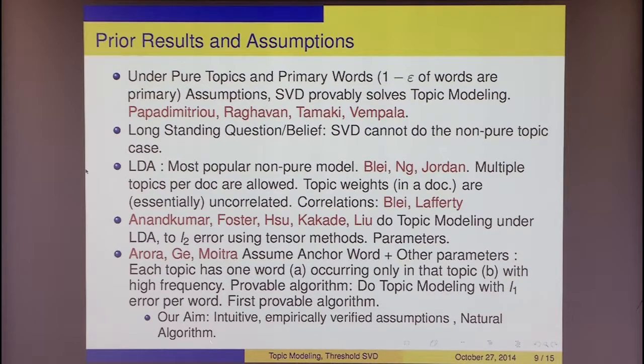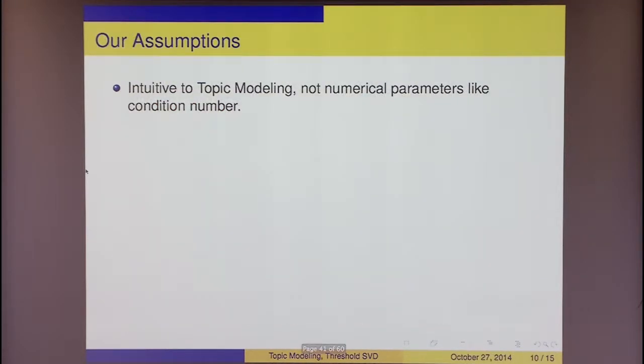Now that leads into our talk. Our aim here, since this is theory to practice, it's not all theory, is first to state intuitive and empirically justified assumptions. We'll have assumptions that we verify. And then we'll give a natural algorithm. I won't tell you the proof. The algorithm is natural and simple. The proof is actually quite a bit of work, but I'll indicate what goes on.